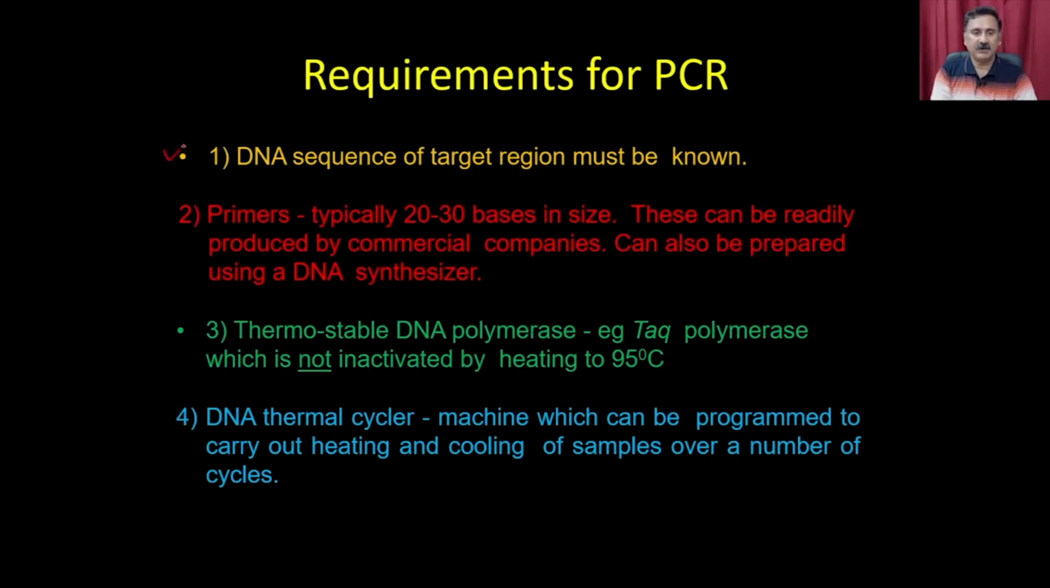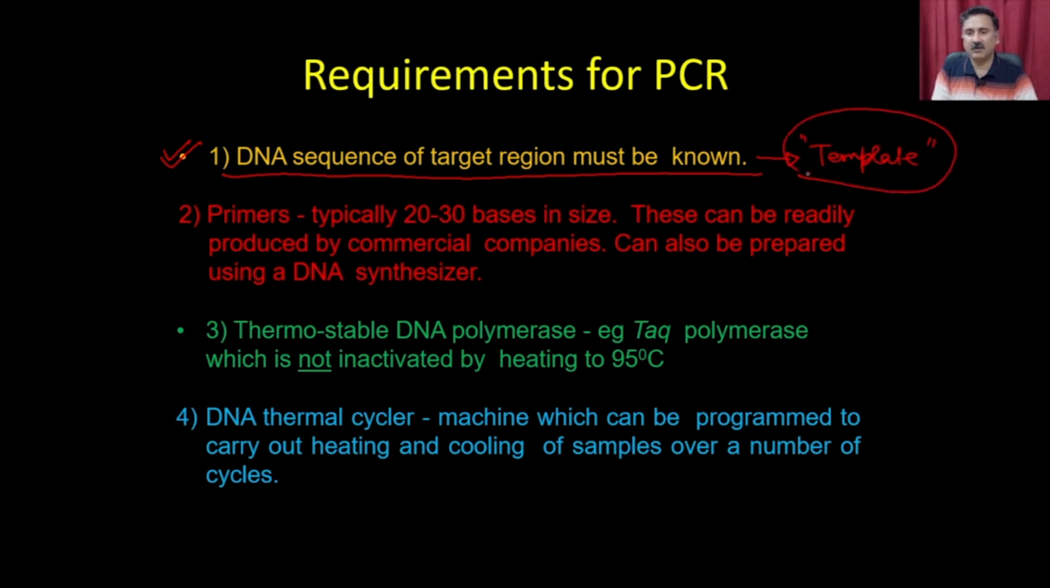Now, if you want to perform PCR, what are the different requirements? You require a DNA sequence of the target region to be known, so that gives you the template. You should know the information about the template from where you are going to do the amplification. Then you require primers. Taking the sequence from the template, you can design the primers, and these can be readily produced by commercial companies.